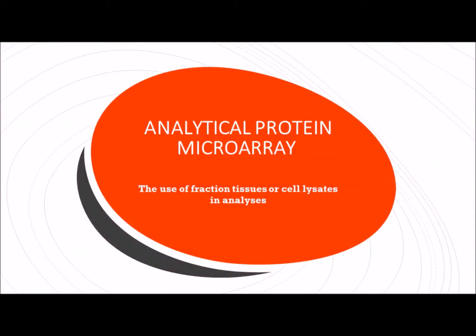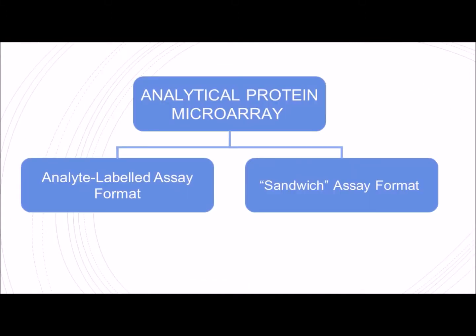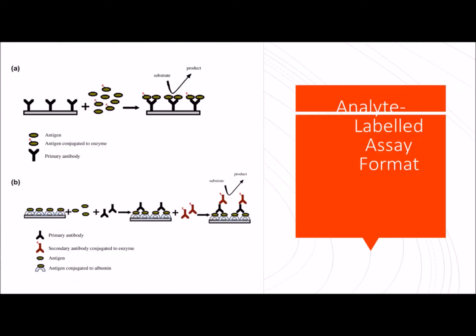Analytical protein microarrays involve the use of fractions, tissues, or cell lysates in analysis. In general, this array is developed through the immobilization of purified protein on glass slides. It can be further divided into analyte labeled assay format and sandwich assay format.